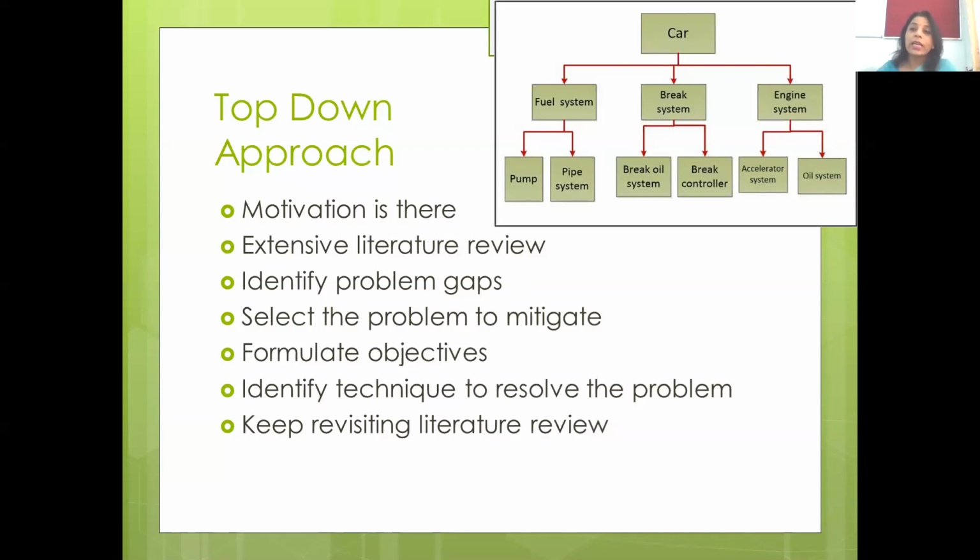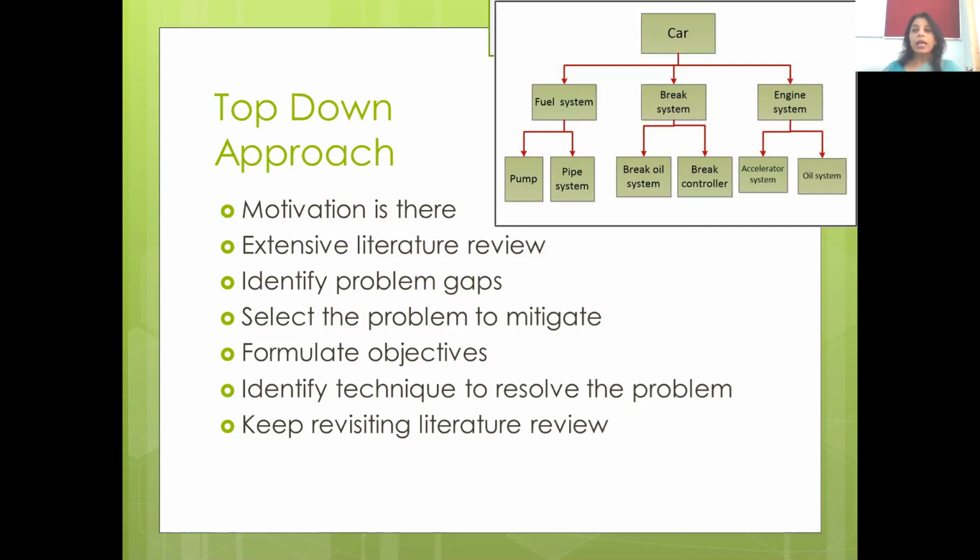We can take two or three problems which are achievable, feasible, where we have an understanding of that particular problem, and we select those problems, we formulate objectives around it, we identify the techniques to resolve this problem, and keep revisiting the literature review. Now this is again a very, very important step. We have to keep revisiting the literature review. Why?